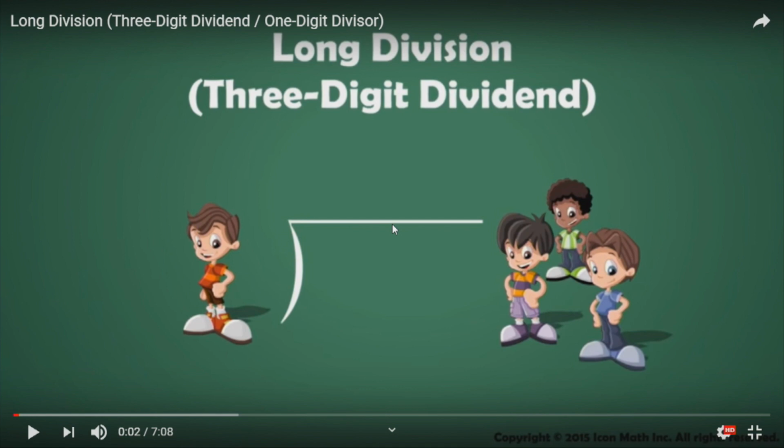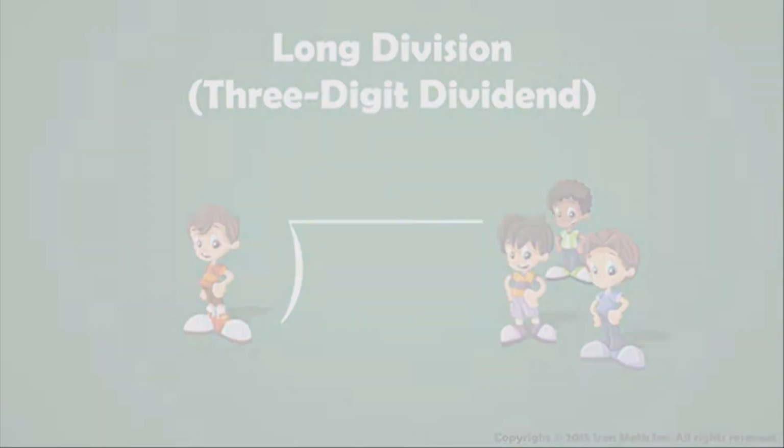of a 3-digit dividend. And what dividend means, that means the number that we're dividing. So in this case, 3 digits is the 3-digit dividend. In this lesson, we will learn how to divide a 3-digit dividend by a 1-digit divisor using long division.